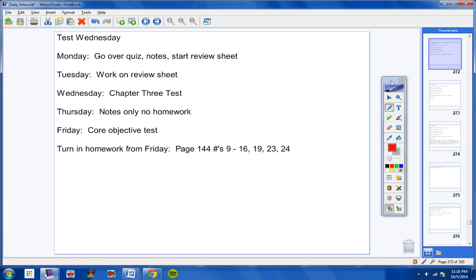You owe me homework from Friday, which is page 144, numbers 9 through 16, and 19, 23, and 24. So go ahead and get that out. People are still turning in their homework without putting their names on it, so please make sure your names are on it. And go ahead and turn your homework in now at this time.